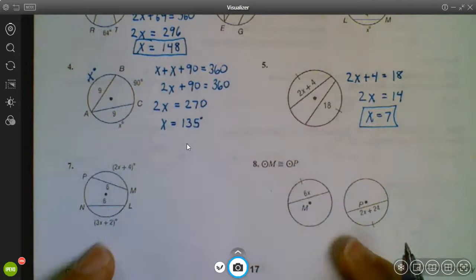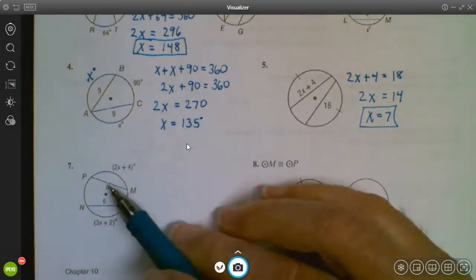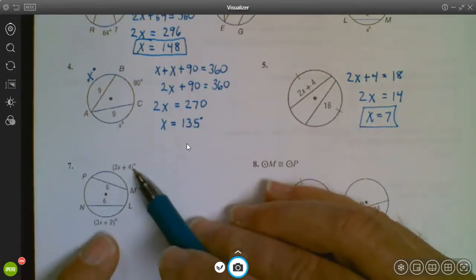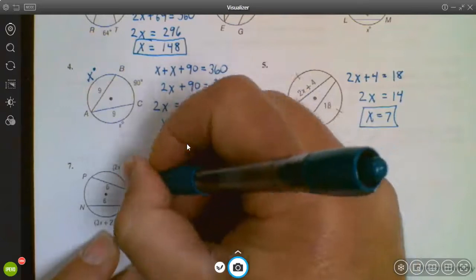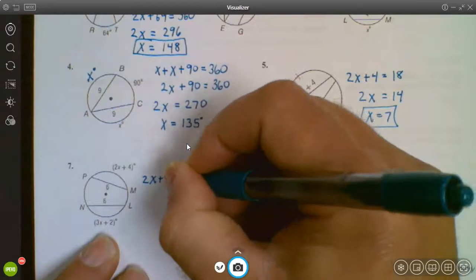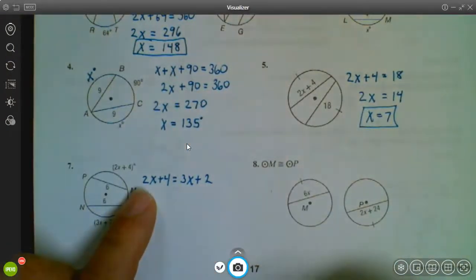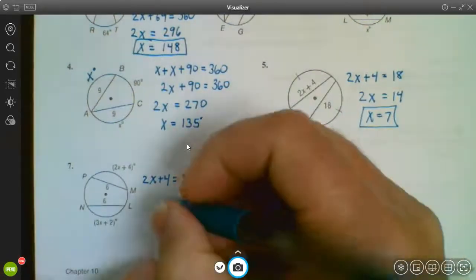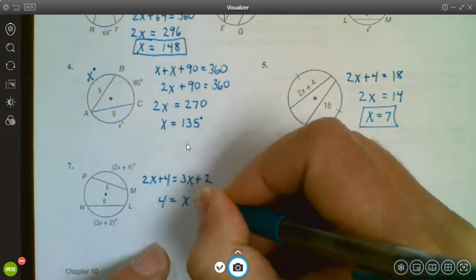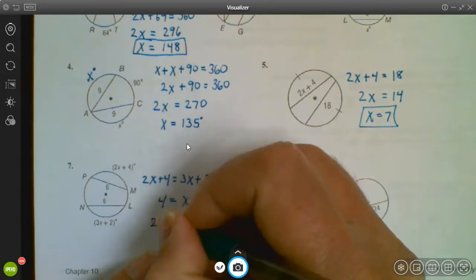All right, last couple on this side here. So again, as I look at these, real similar idea. I can see that the two chords are congruent. They're both 6. That must mean that these two guys are equal to each other. So we can now say that 2x plus 4 is equal to 3x plus 2. Let's get our x's onto the same side. So if we subtract 2x from both sides, it's going to put us right here. And then subtract 2 from both sides, and we have our x.